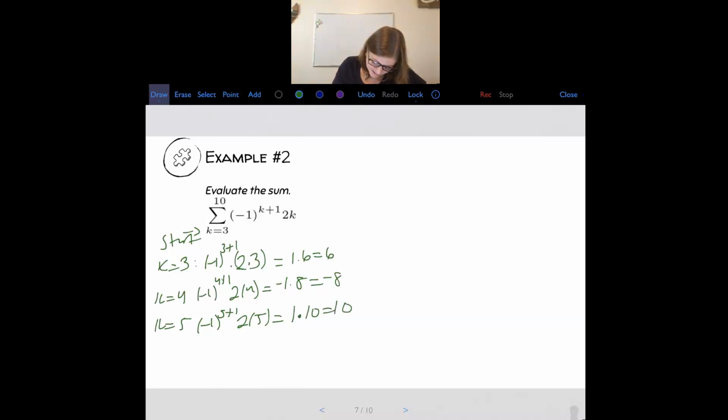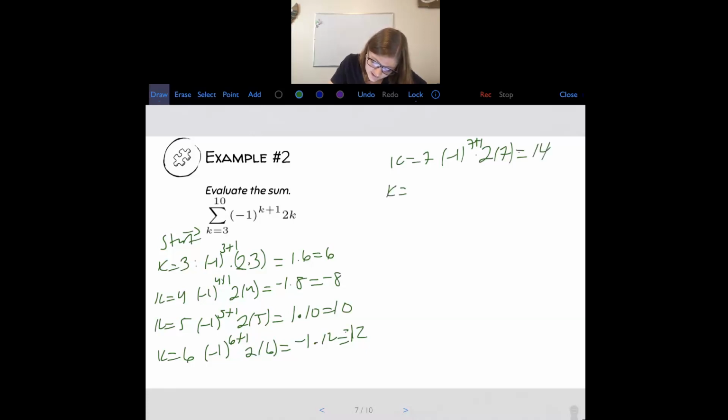Okay, and we keep going. So next is k is equal to 6, so -1 to the 6 plus 1, 2 times 6, which is -1 times 12. Oops, so -12. Then we have k is equal to 7, so we have -1 to the 7 plus 1 times 2 times 7, which is going to give me 14. And then we have k is equal to 8. We're almost there. -1 to the 8 plus 1, 2 times 8, which is -16.